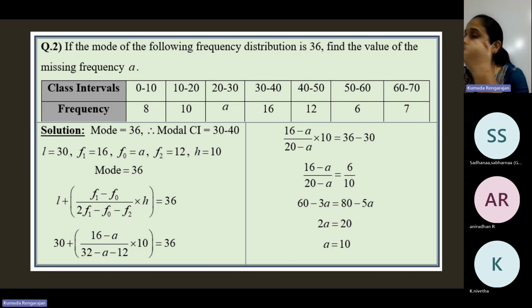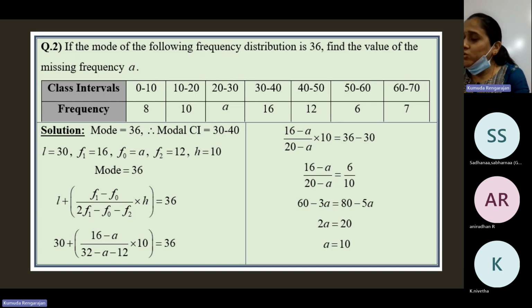Okay. That's it. With this, we come to the end of statistics. So we have learned to sum up in statistics. We have learned how to find mean, how to find median, how to find mode. Mean, when the class intervals are not continuous, you don't have to make them continuous. You can just do it. Median and mode, you have to make them continuous.